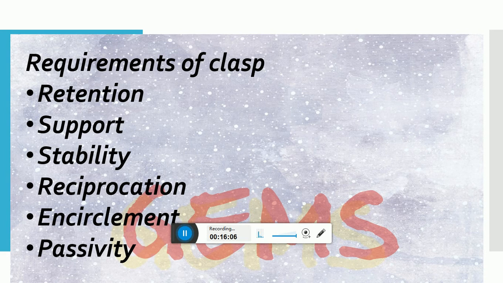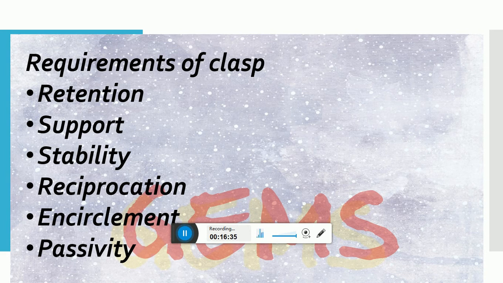And it must be rigid. It should be placed above the height of the contour, most commonly at the junction of the middle and gingival third. If the height of the contour lies in the occlusal third of the tooth, either the tooth has to be reshaped or a lingual plate is more effective. That is about reciprocation.